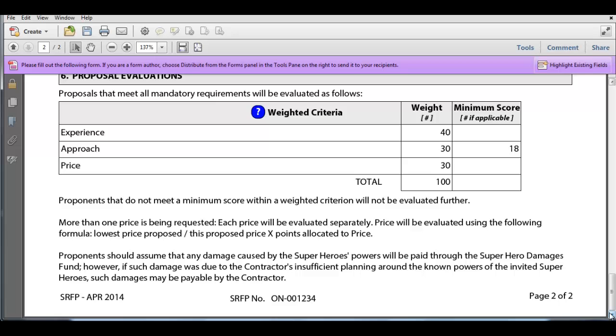It's just really important that you've read the SRFP in its entirety and all the terms and conditions that apply and the SRFP rules before you start putting your proposal together, because you may find something in the SRFP or the rules or the terms and conditions that change how you're going to be answering some of these questions.